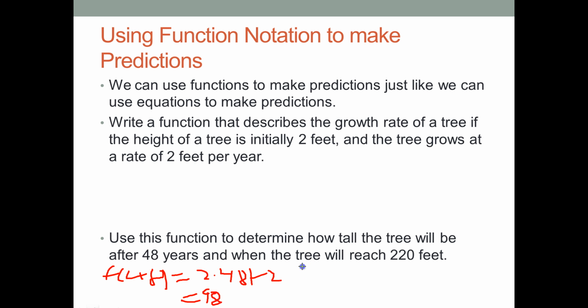Now, if we do the opposite, we can find when the tree will reach 220 feet. So 220 is equal to 2 times x plus 2. We subtract 2 from both sides. 218 is equal to 2 times x. Divide both sides by 2. 109 is equal to x. Or the tree will reach 220 feet after 109 years.